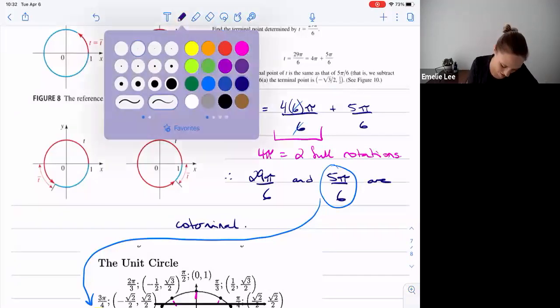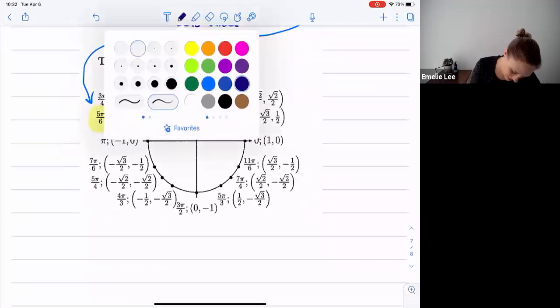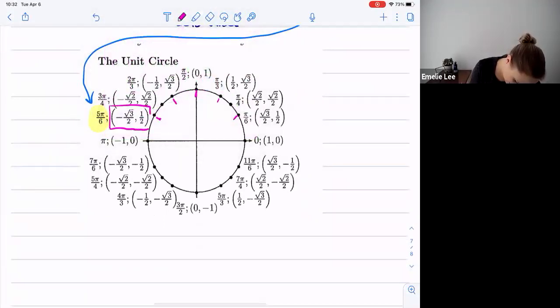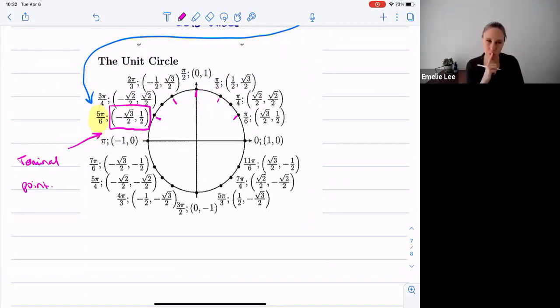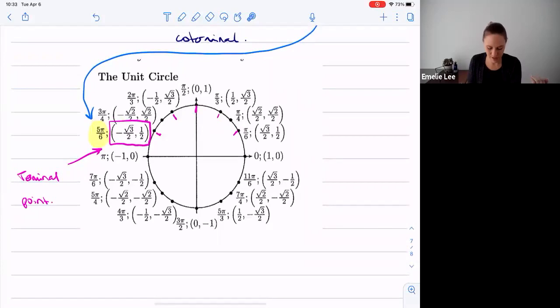So the terminal point is negative root 3 over 2, 1/2. If we talked about the reference number, I've gone 5 pi over 6, so this is a distance of pi over 6 from the negative x-axis. So the reference number would be pi over 6, and that's why we can map it across here. That's how we can get the XY coordinates.